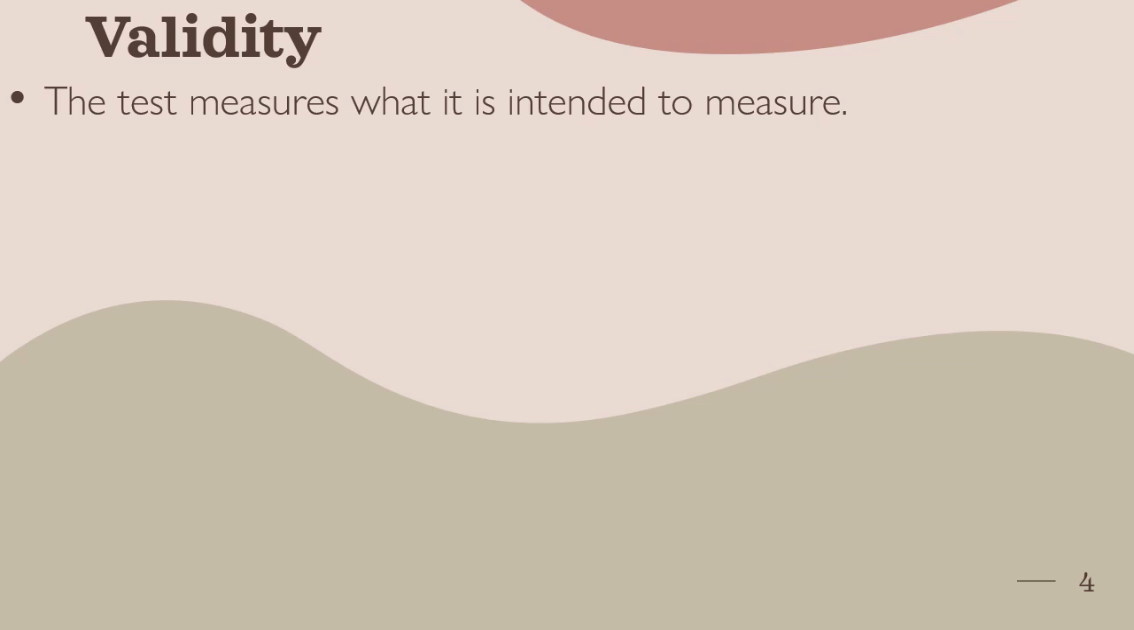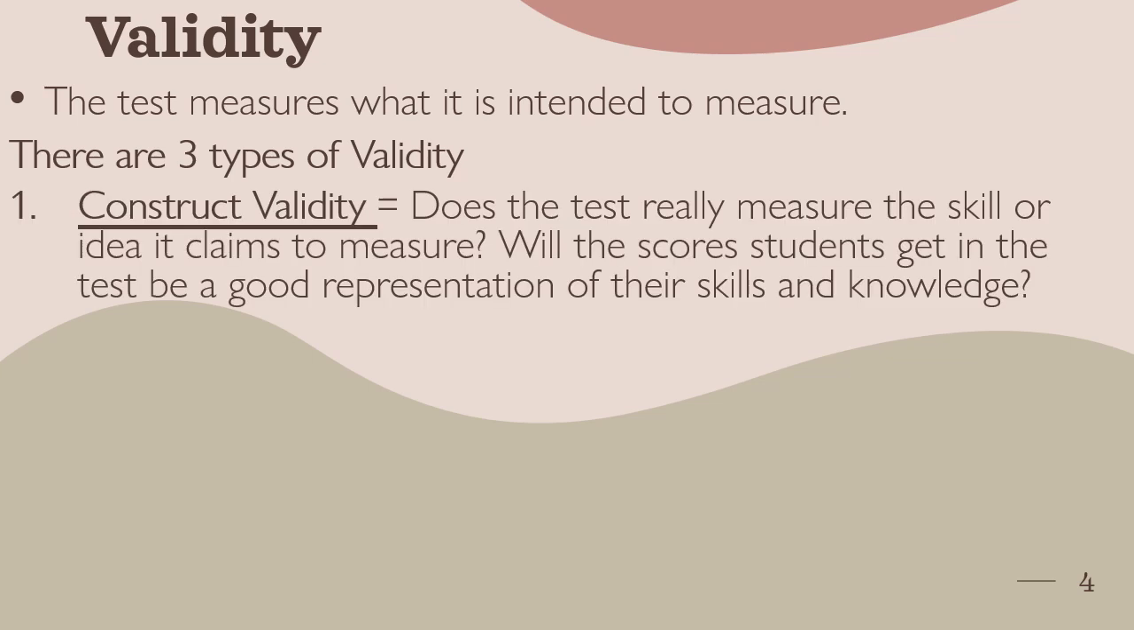Okay, so make sure that the test is intended to test what it's supposed to test. But there are 3 types of validity that you need to remember. Firstly, we have construct validity, right?